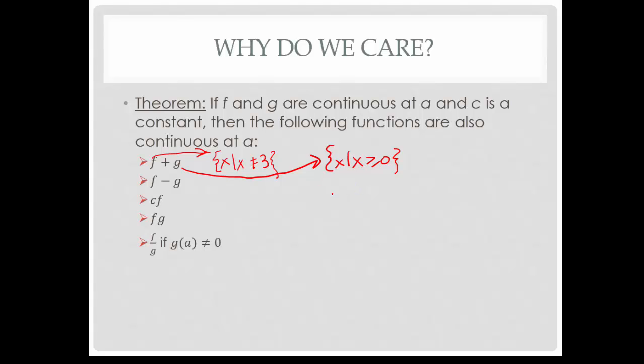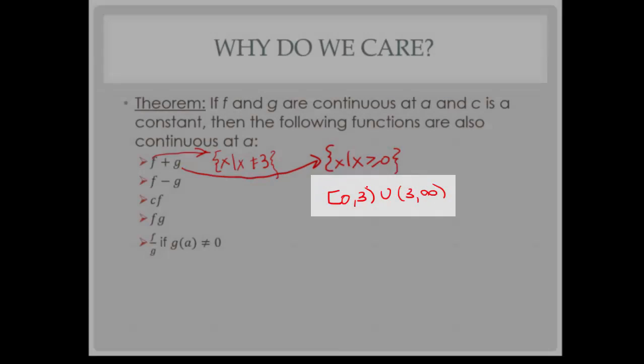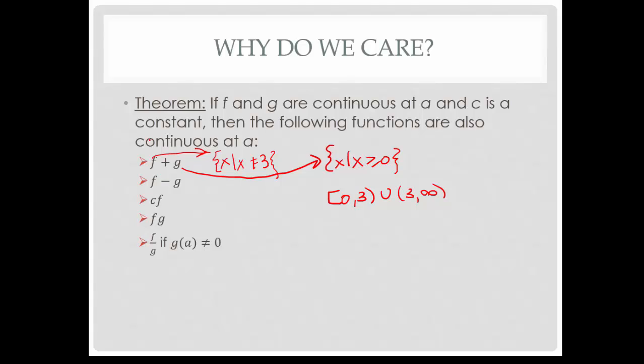So they'd be continuous on 0 to 3 union 3 to infinity. So this is set builder notation. This is interval notation. So rather than having to add the two functions together and then determine the continuity, you can instead just determine the continuity of each piece individually and then combine those together. It makes it a little bit simpler. And that's also true for the differences, the products, the quotients, and constant multiples. So that's the first theorem we have. Let's take a look at another one.